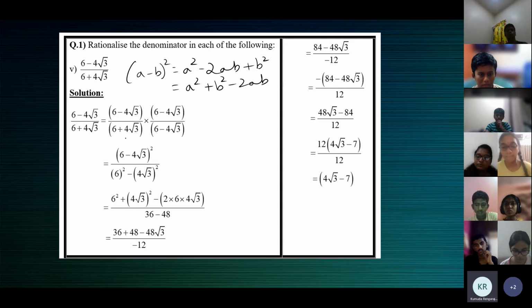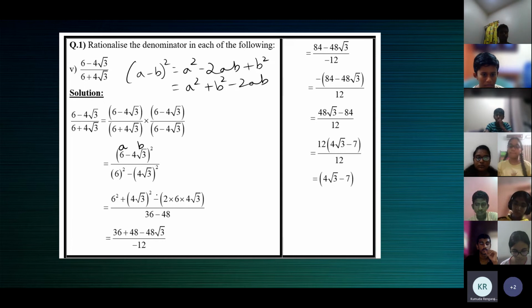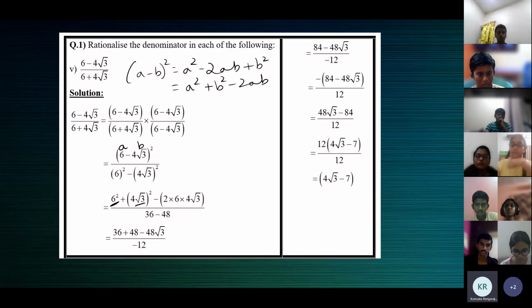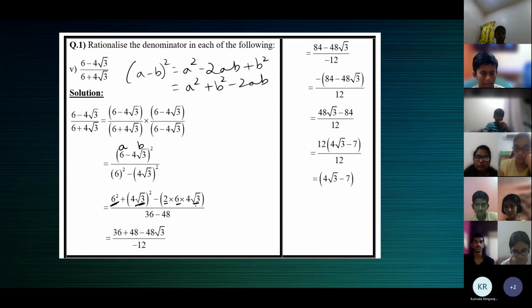So A square, so what is A? A is 6, B is 4 root 3. A square, 6 square, plus B square, plus B square minus 2 into A into B. Do we understand that?